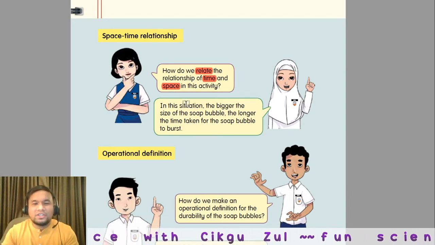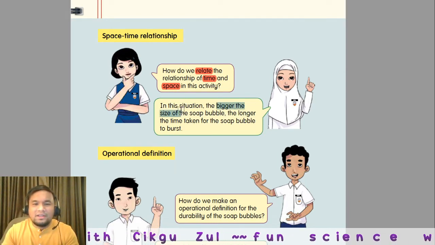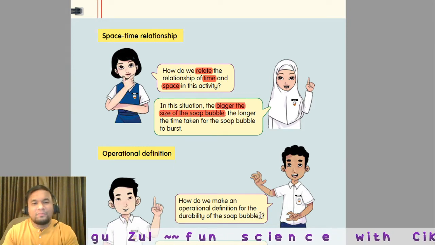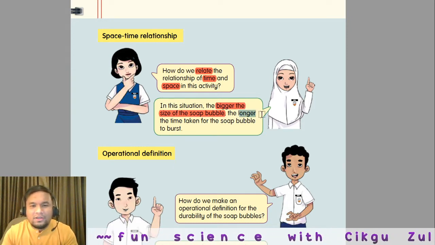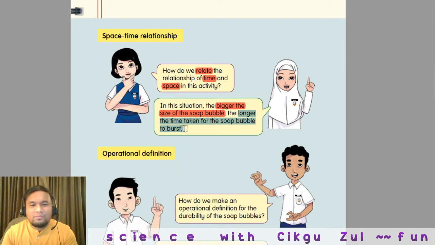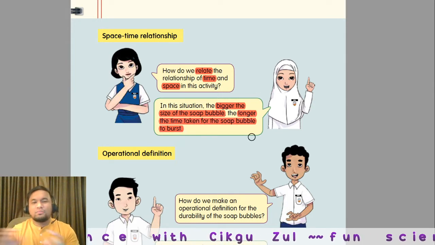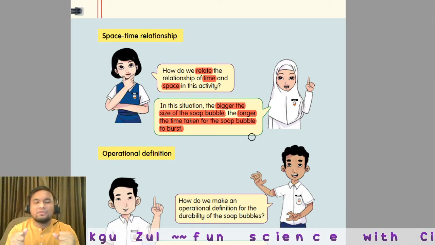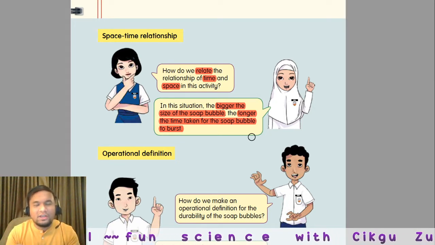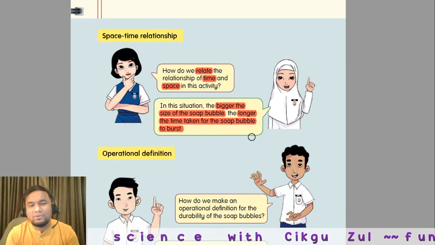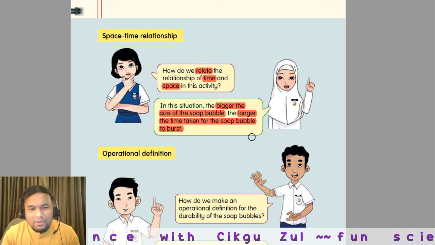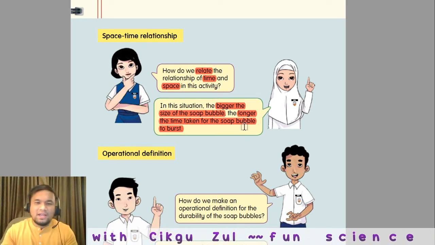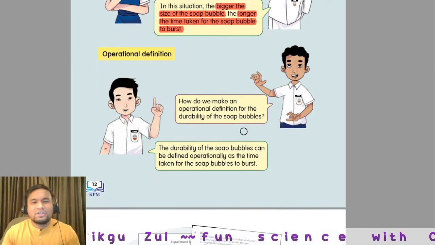So in this situation, the bigger the size of bubble soap, the longer the time taken for the soap bubble to burst. Kalau kita buat yang lebih besar, lebih lama masa yang diperlukan untuk soap bubble to burst. Lebih lambatlah dia pecah.